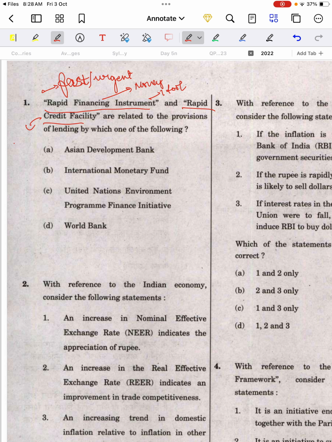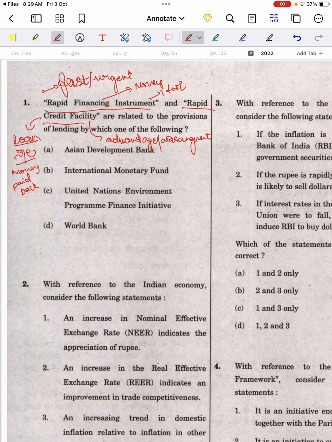Credit means loan, or money that has to be paid back. Facility is an arrangement. Suppose we have not read anything about this, we don't know anything in the exam hall, and this question comes up. How do we come to the right conclusion?